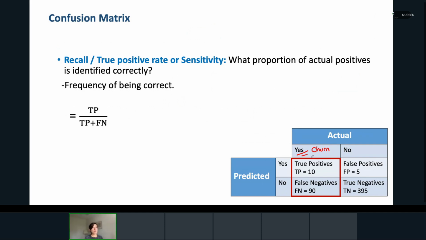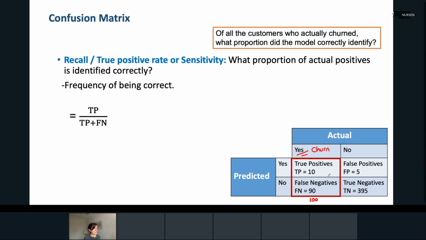And it is the proportion of actual churners identified correctly out of all churners. So in here, we have 10 true positives. Overall, we have 100 churn cases, and we identify 10% of them. And in terms of the interpretation, of all customers who actually left the company, what is the proportion our model identified correctly? And in this case, it is 10%.